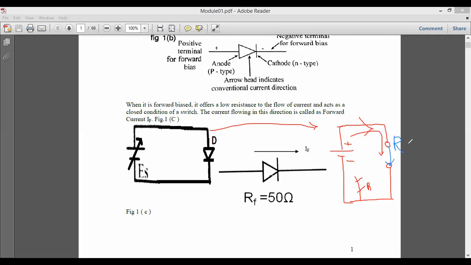Because the resistance is low. So please remember, we know the formula of Ohm's law. Ohm's law states that I is equal to V divided by R. So if the resistance is low, the flow of charge will be more.